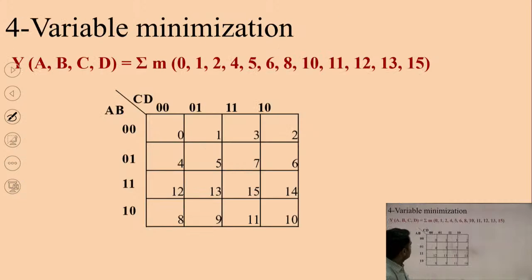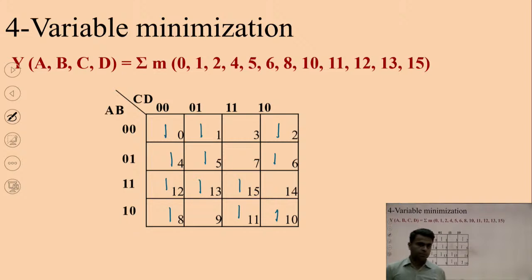So proceeding further, 4 variable minimization. For this 4 variable minimization, again I can simply enter these terms in this K-map: 0, 1, 2, 4, 5, 6, 8, 10, 11, 12, 13 and 15. So these are the entries which have been marked in this K-map. So we have to make groups in this. Again, if I ask you, can you give the answer for this?